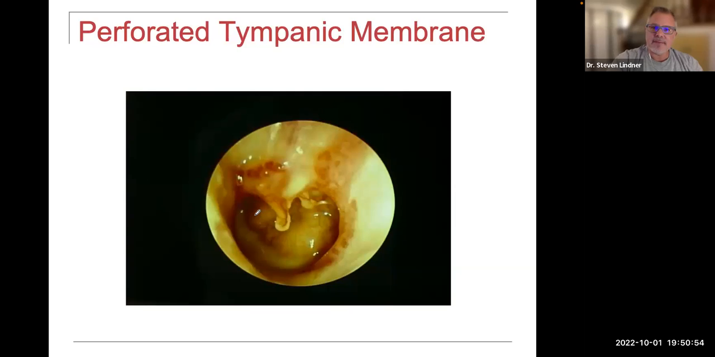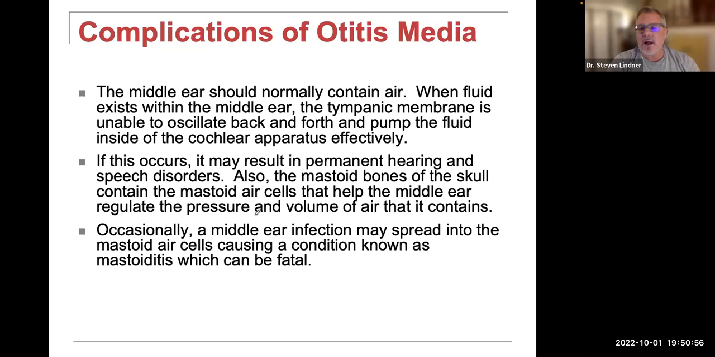Extremely, extremely painful stuff. So what are the complications of otitis media? The middle ear should normally have a little bit of air in there. When fluid exists in the middle ear, the tympanic membrane is unable to oscillate back and forth and pump the fluid inside of the cochlear apparatus effectively. Now, if this occurs, it can result in a hearing issue, and it can also result in speech disorders.